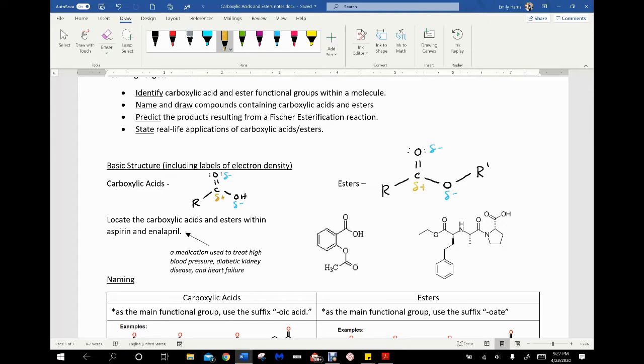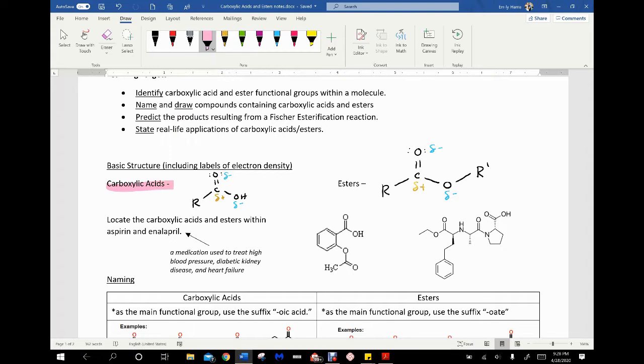So now what we're going to do is practice locating these guys. Got some different compounds for you today. We're going kind of pharmaceutical on these. So your first compound that you're looking at is aspirin, and then your second one is called enalapril, which is a medication used to treat a few different things like high blood pressure, diabetic kidney disease, and sometimes heart failure. So go ahead if you want and pause for a sec, see if you can hunt down those functional groups, and then pop back in and we'll walk through it together.